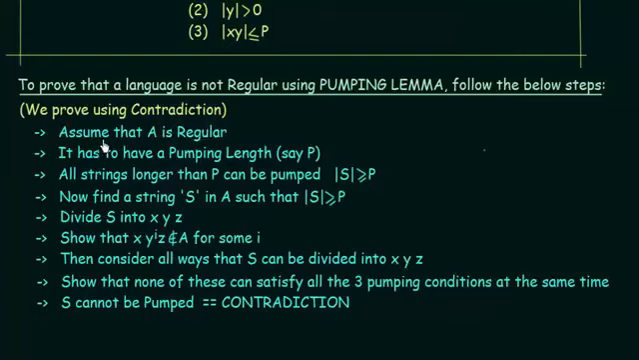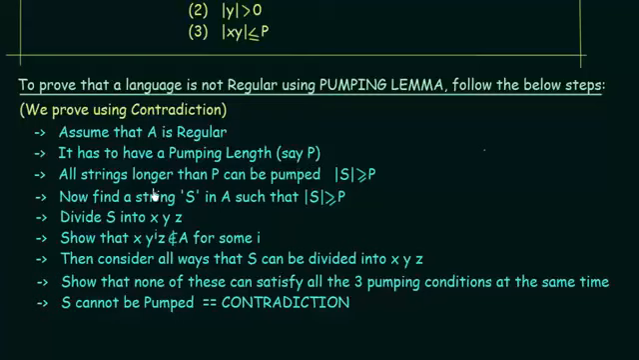Okay, so first of all, let's say that we have a language which we call A, and we are going to prove that A is not regular. For that, since it is going to be proved by contradiction, we first assume that A is regular. After we assume that A is regular, we already read in the statement of pumping lemma that if A is regular, then it has to have a pumping length. So let's say that it has a pumping length and we call it P.